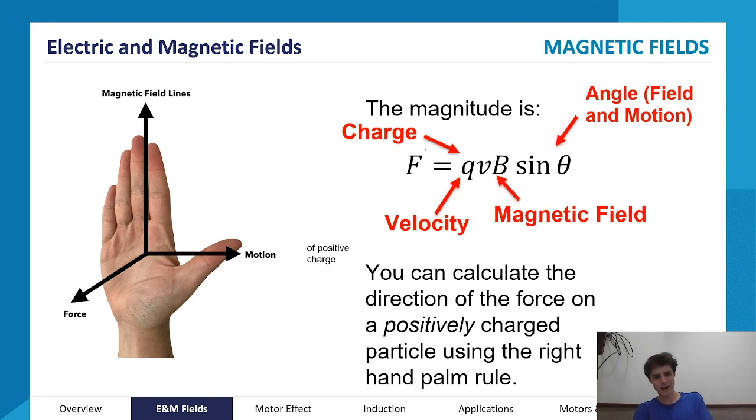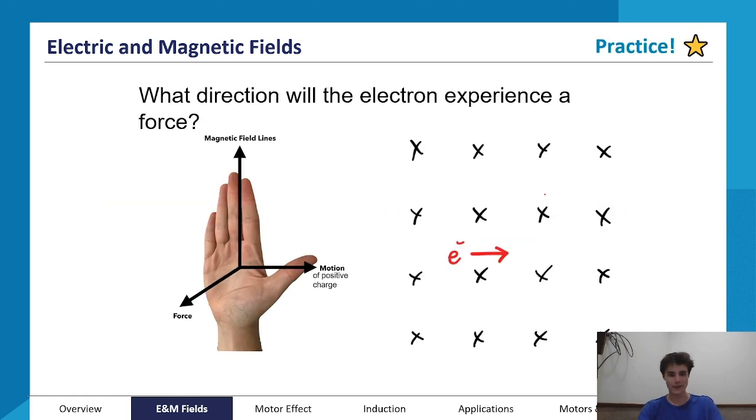So just in summary, we can calculate the force using F equals QVB sine theta, which has a maximum when the direction of our particle and the direction of our magnetic field lines are perpendicular to each other. And also, as a result, we will get a force that's pointing out of our palm, wherever our palm is facing. Now, just as a quick practice for everyone who's watching the video, let's actually try using this.